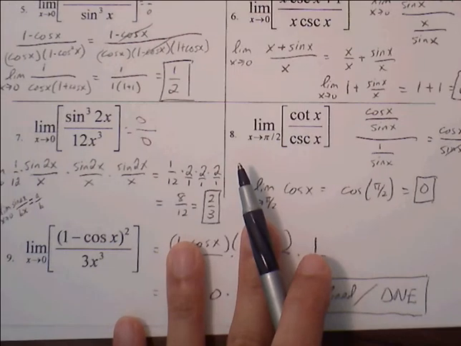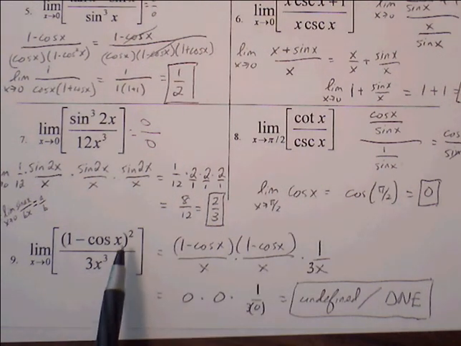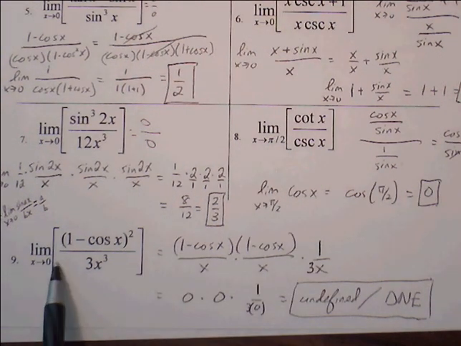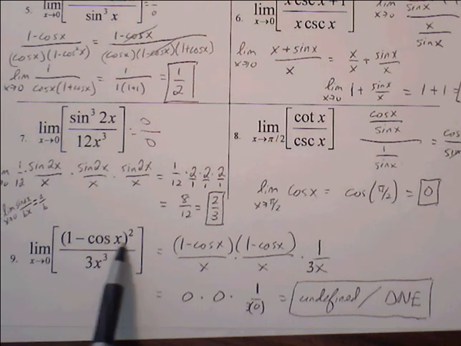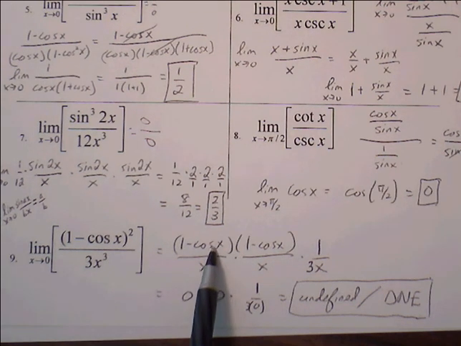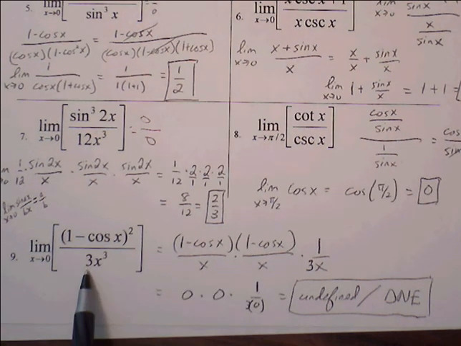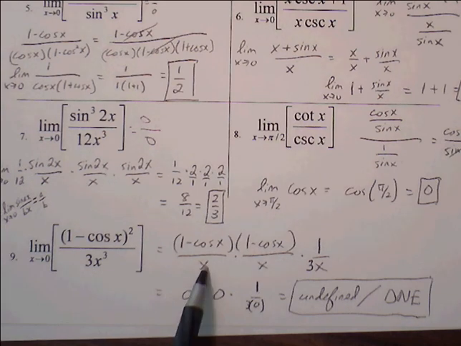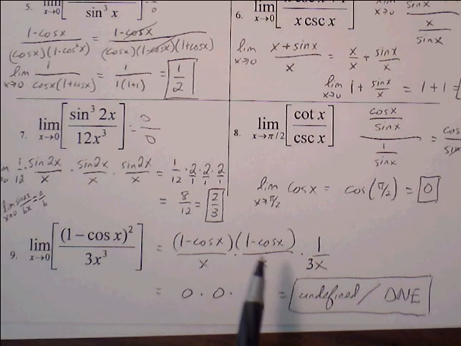Okay, last one here. Limit as x approaches 0 for 1 minus cosine x squared over 3x cubed. Plug 0 in for the x's. We get 0 over 0. So that tells us that we keep working with this problem. 1 minus cosine x squared is 1 minus cosine x times 1 minus cosine x. I can split the 3x cubed to be x times 3x.